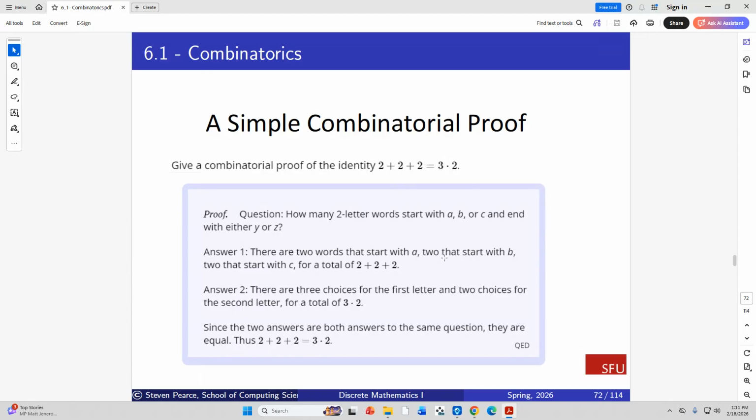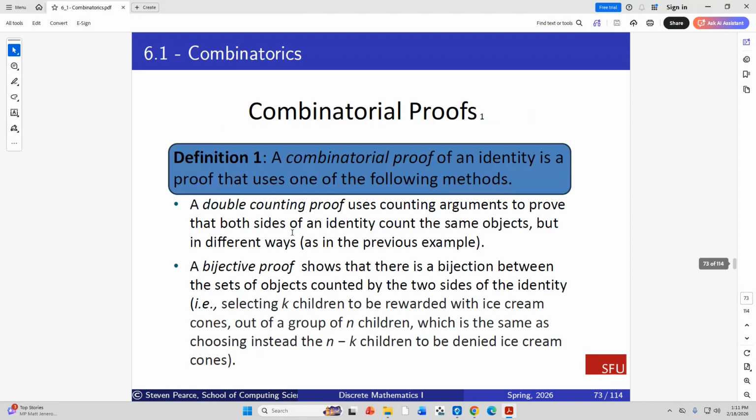So there are two words that start with A, two that start with B, two that start with C, and there are three choices for the first letter and two choices for the second letter. So there you go. Three choices for the first and two choices for the second. How many two-letter words start with A, B, or C and end with Y or Z? So that fulfills those characteristics. That is a combinatorial proof.